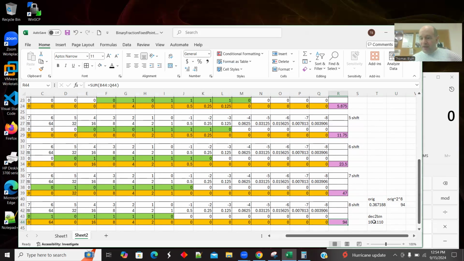And I can say, Excel has this dec2bin function so I can get the binary representation of my decimal 94. And I can see it's my original pattern. It's not displaying for me the leading zero, but it's showing me 10111110.